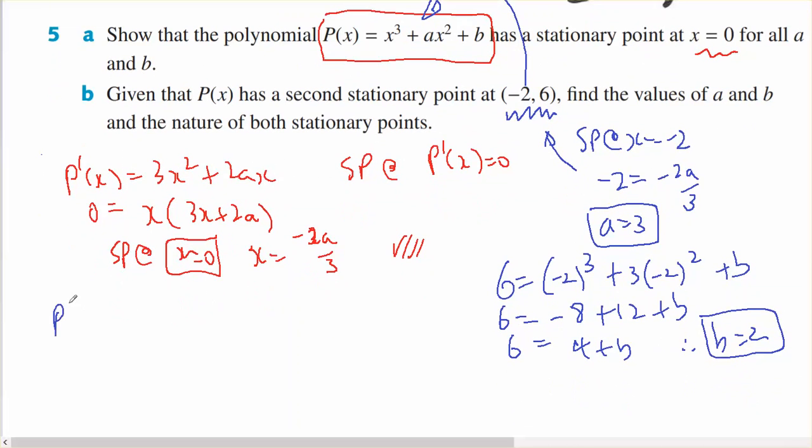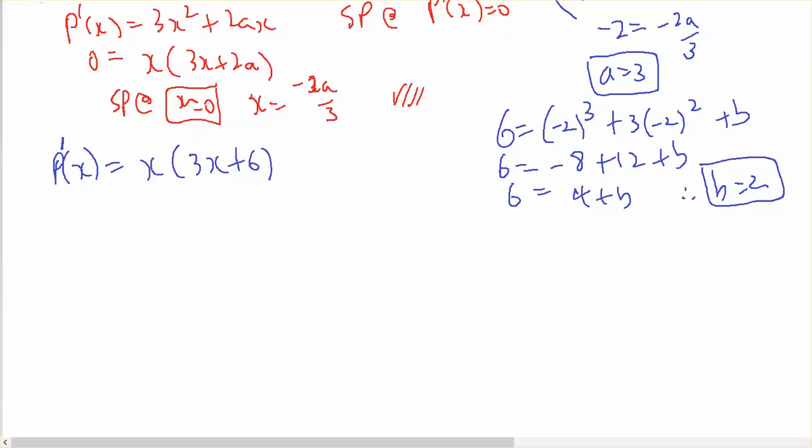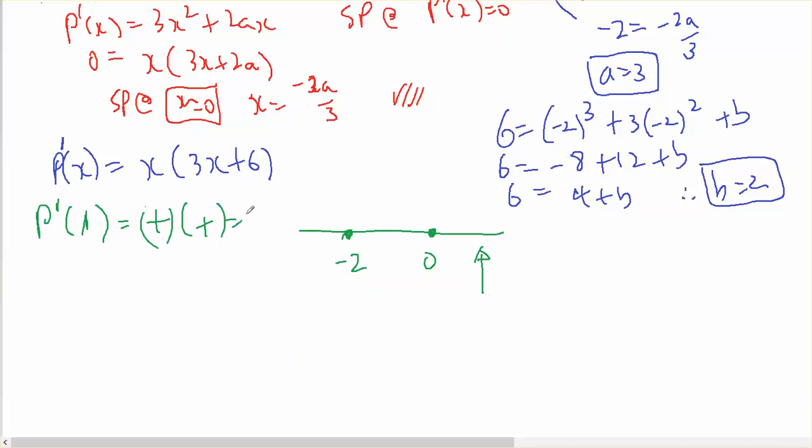So they're the values of a and b, 3 and 2. So I know that my derivative is going to equal x times (3x + 6), because I know that a equals 3. Now, to do a sign diagram, I'm interested in the sign diagram being for 0 and -2, because they're the two times that I know that I have stationary points. So I need to put into the derivative a number that's over here. I'll choose 1. That will make that positive. 1 in there is 3 plus 6, that's also positive. Positive times positive is positive, therefore my gradient is going to be a positive gradient.